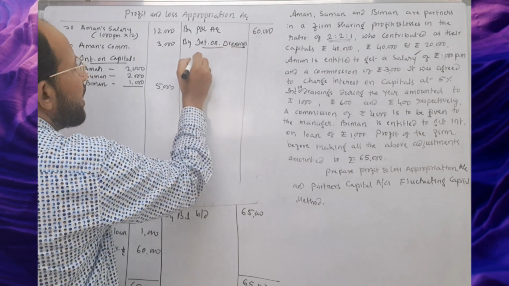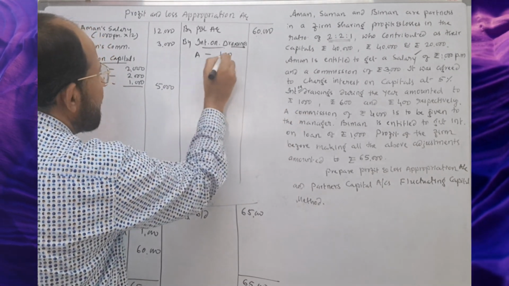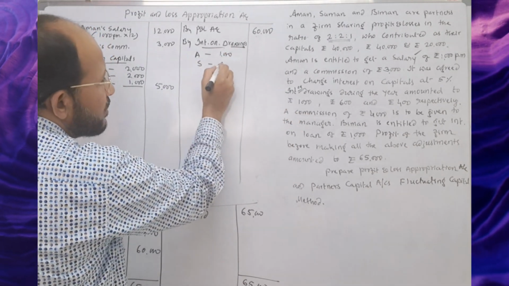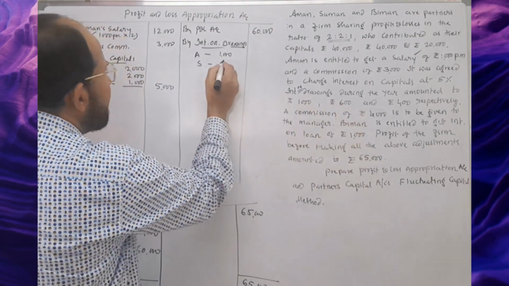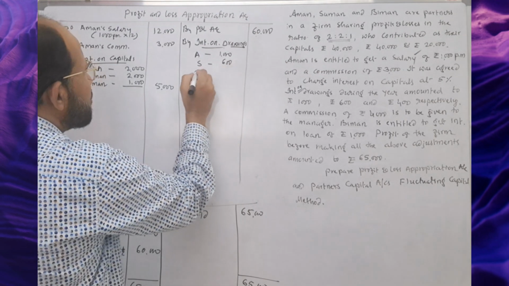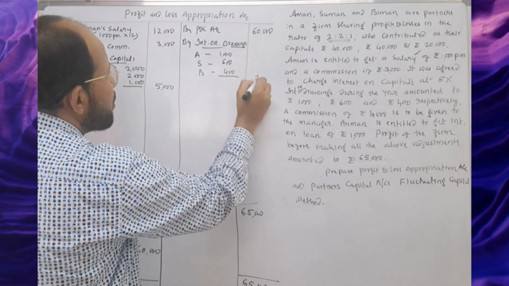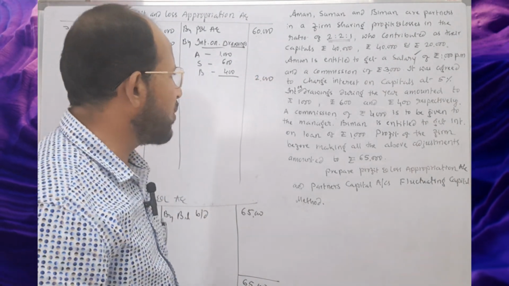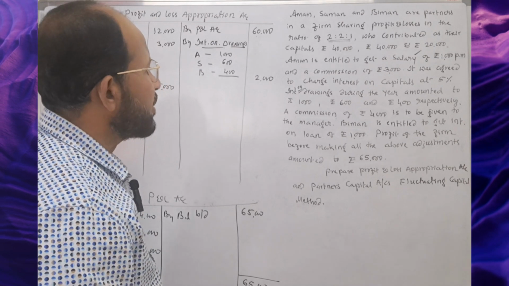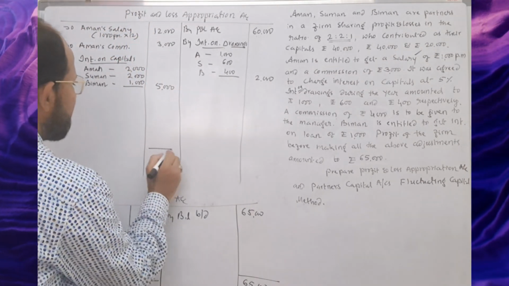Interest on drawings. How much will Aman pay? Rupees 1,000. Next, Suman will pay rupees 600. Next, Biman will pay rupees 400. It comes to rupees 2,000. This is with regard to the interest on drawings. These are the adjustments.